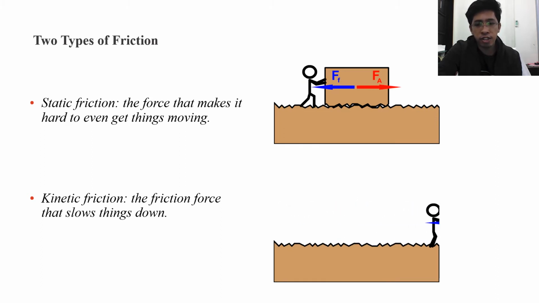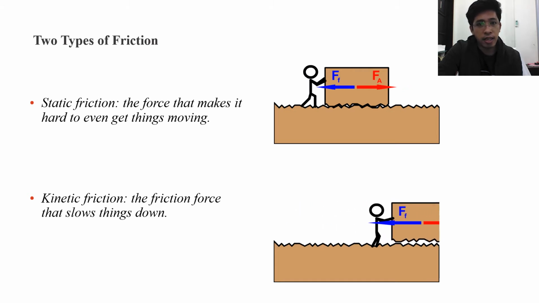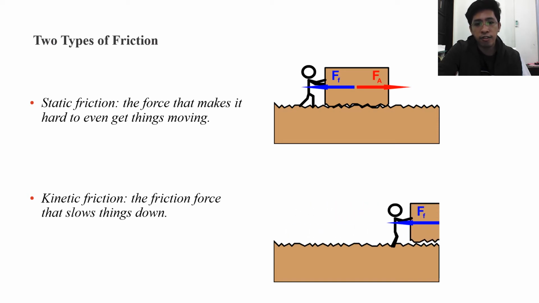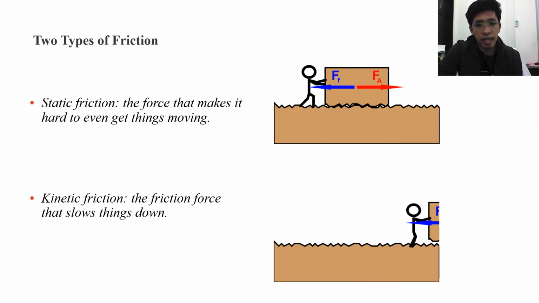So static friction, meaning at rest, is the friction that makes the thing hard to move. And kinetic friction is the force that slows the movement of your body.